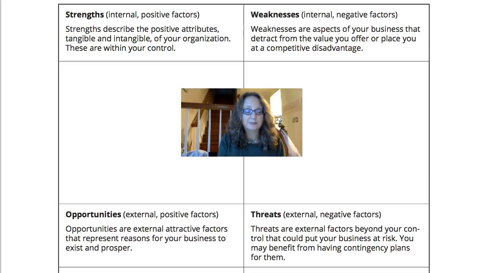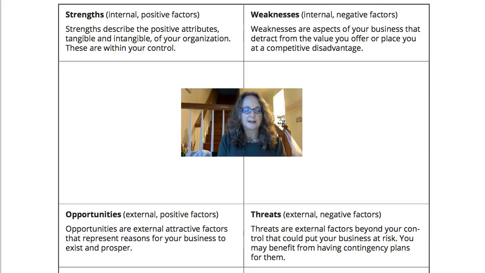The SWOT analysis template is normally presented in a grid form, as you see here, with 4 sections. In the upper left-hand corner is strengths, and the upper right-hand corner is weaknesses. These are internal to the company. The lower left-hand corner is opportunities, and the lower right-hand corner is threats. Those are external to your company, outside of your company.